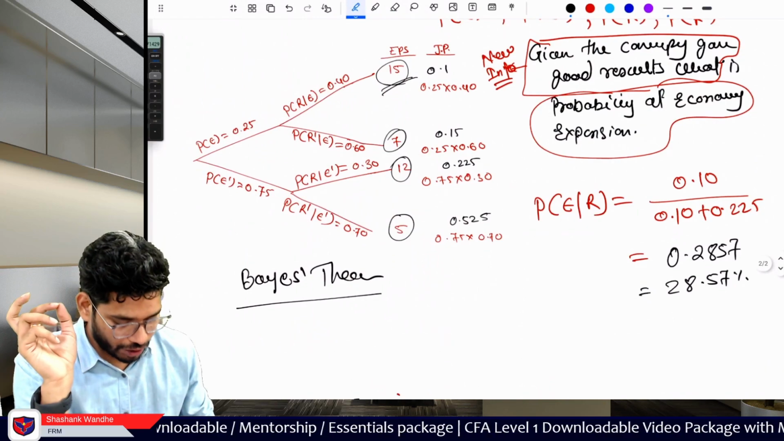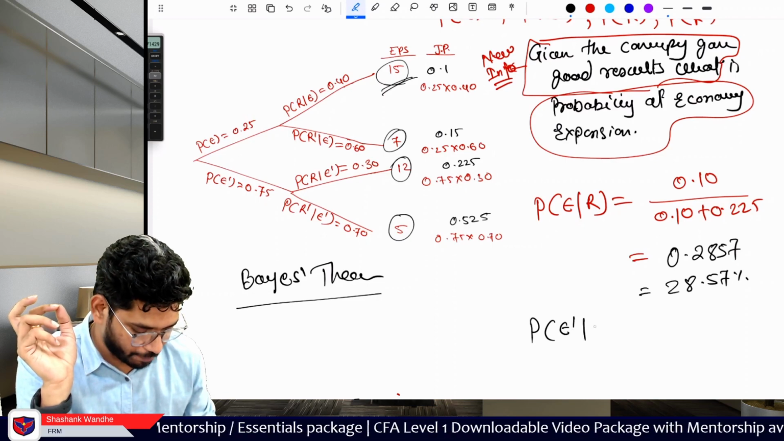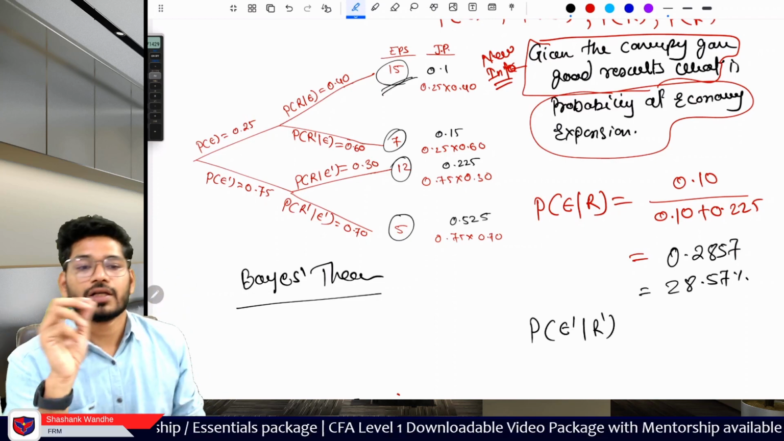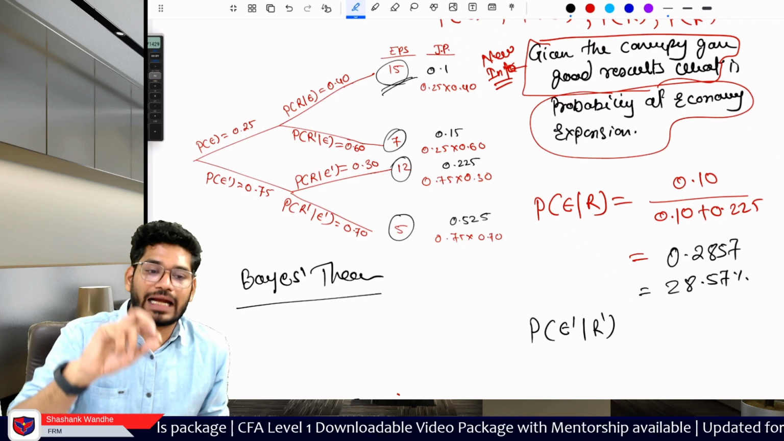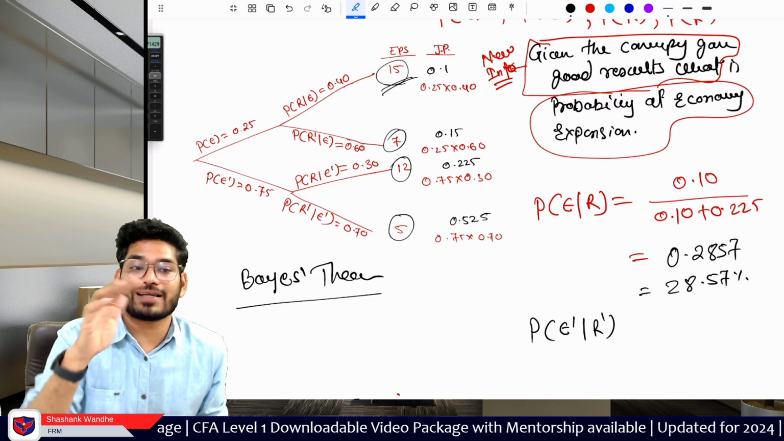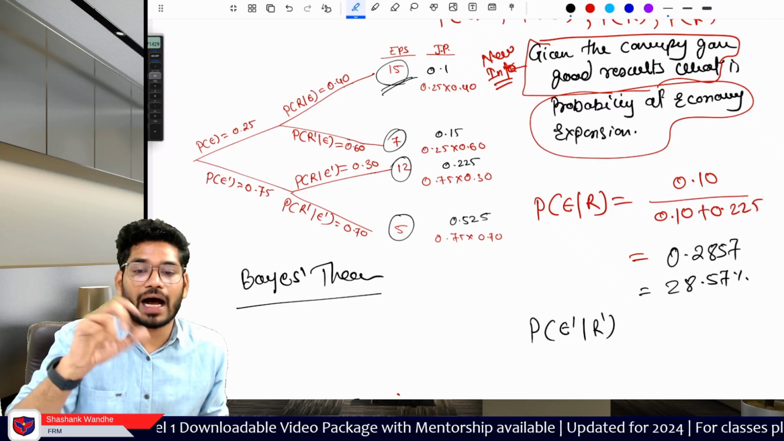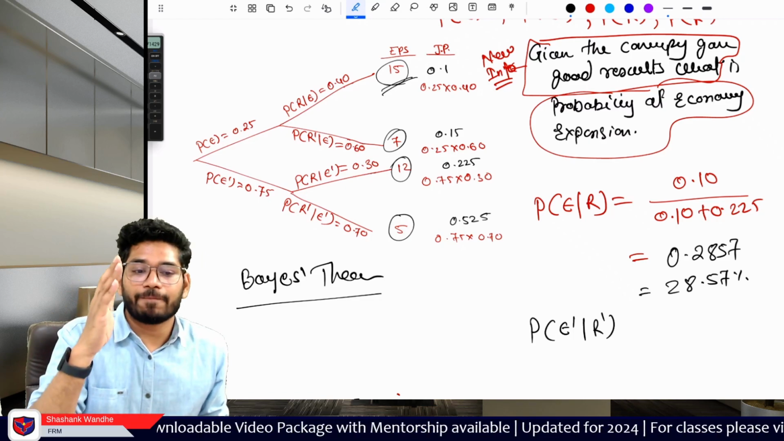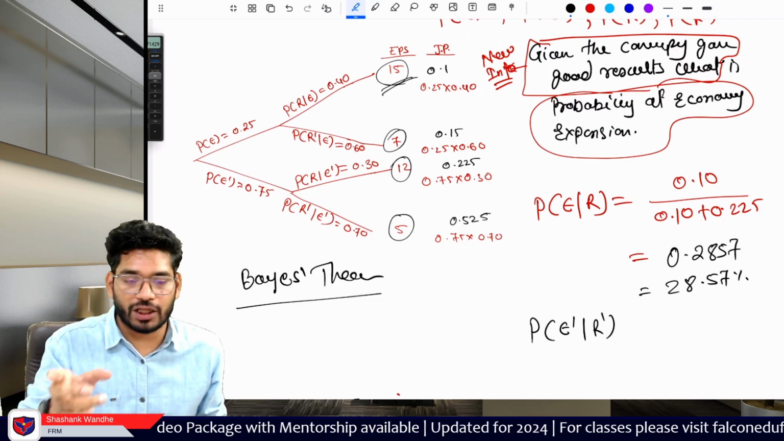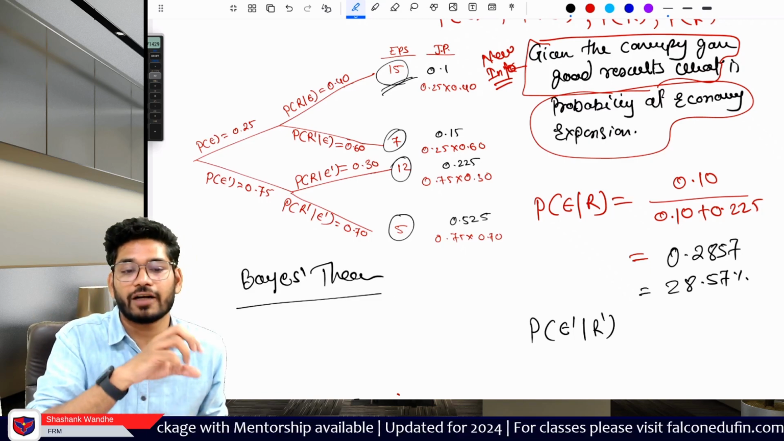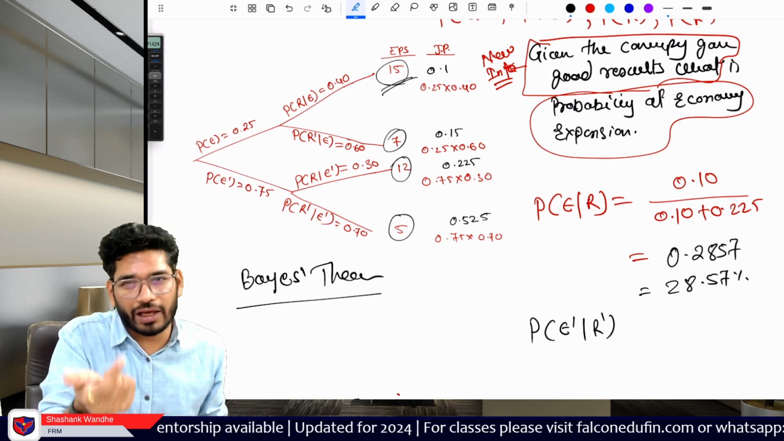Now we will do the calculation of probability of no expansion given no good results. So the company failed to give us good results in the EPS form, and we have to calculate the probability that these poor results are conditional upon no expansion in the economy. You can also do the calculation for the expansion in the economy. It doesn't matter. So here we are calculating it for no expansion in the economy. I'm just giving you the second scenario to give you a better understanding.